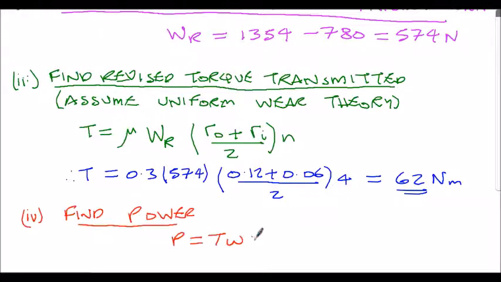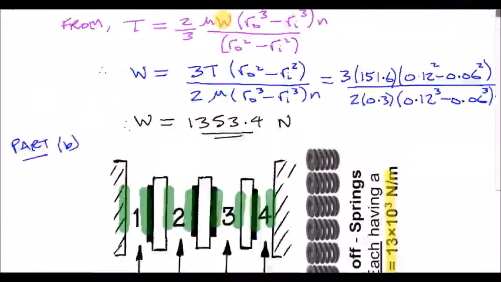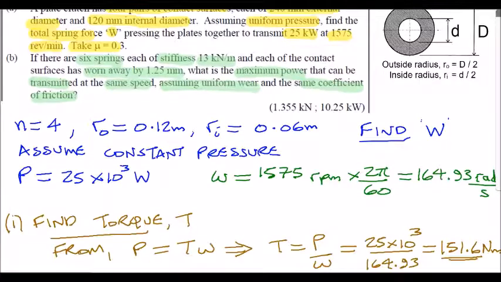It says it wants the same speed, so we'll use our same velocity as before. I've got 164.93 here, so about 10.2 kilowatts, I work it out as. Trying to check. Okay, so quite a lengthy question, question 3P.